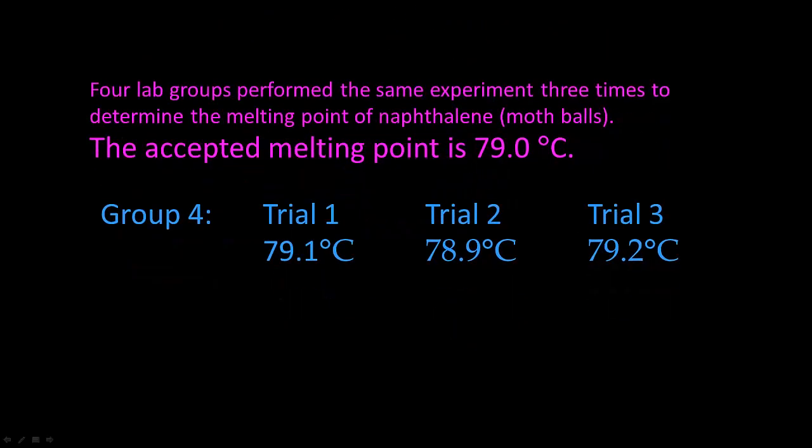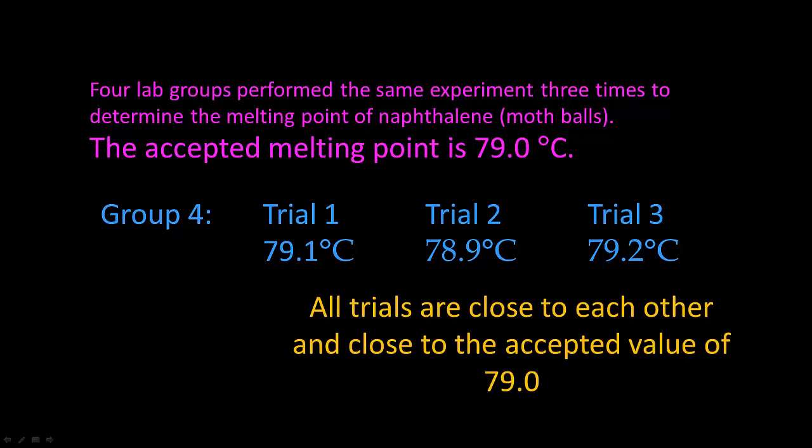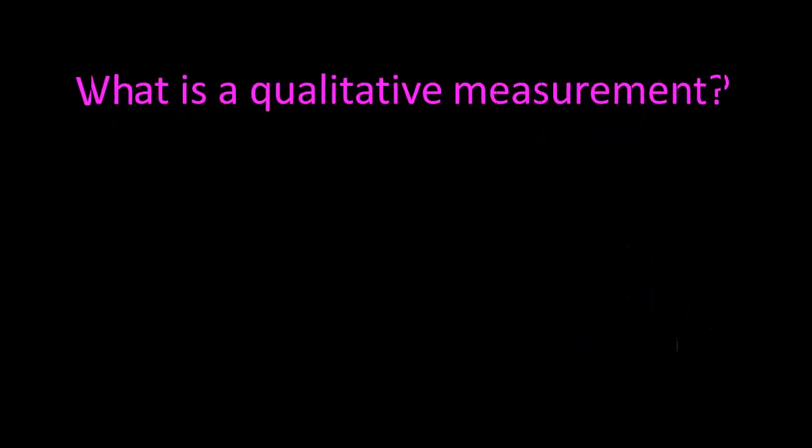Let's look at Group 4's data. Is it accurate? Is it close to the accepted value? And are they precise? Are they close to each other? All trials are close to each other and close to the accepted value of 79 degrees, so they are both accurate and precise.